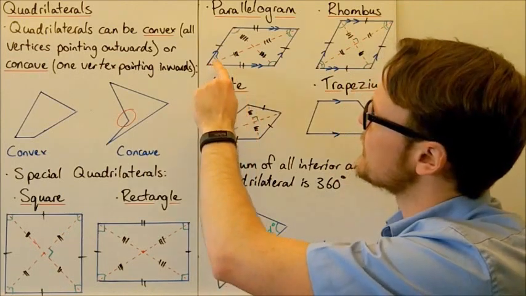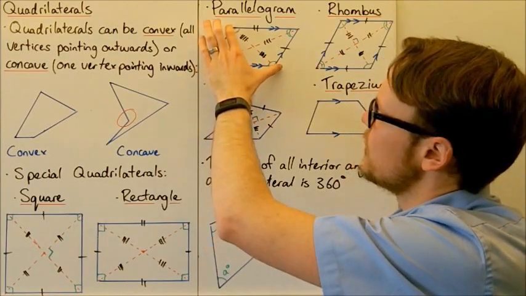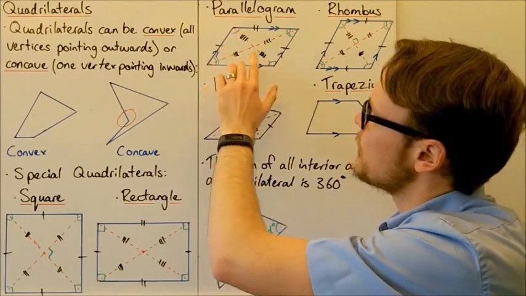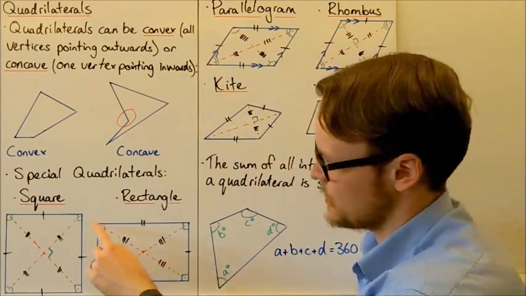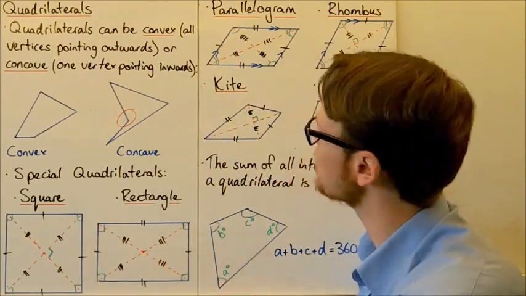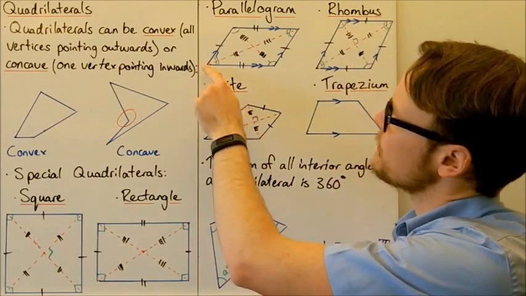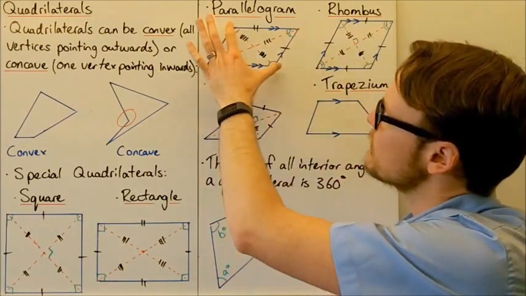We can also see that each of the diagonals is cut in two, but the diagonals aren't the same length. So the rectangle, this length is the same as this length, but in our parallelogram, this length here is much longer than this length here.